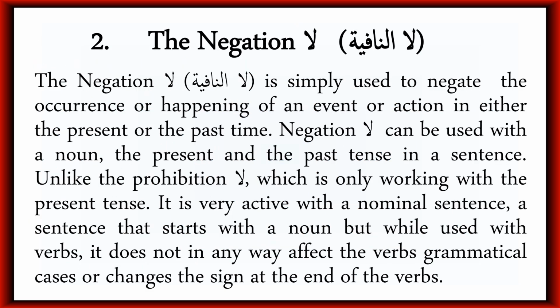2. The negation la nafiya. The negation la nafiya is simply used to negate the occurrence or happening of an event or action in either the present or the past time. Negation law can be used with a noun, the present and the past tense in a sentence. Unlike the prohibition law, which only works with the present tense, it is very active with the nominal sentence, a sentence that starts with a noun, but while used with verbs, it does not in any way affect the verb's grammatical cases, or change the sign at the end of the verbs.